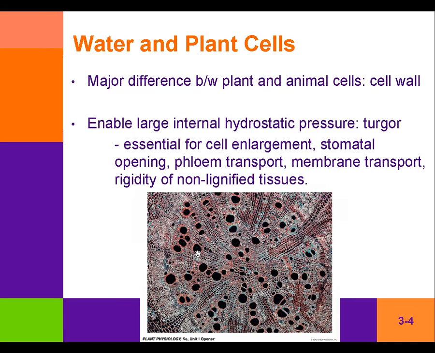One of the big differences between plants and animals is the fact that plants have a cell wall composed of cellulose. Very few organisms on Earth have these cell walls outside the cell membrane. Bacteria have a cell wall of sorts, but fungi have probably the closest to a plant cell wall. However, it's not composed of cellulose, it's composed of chitin.